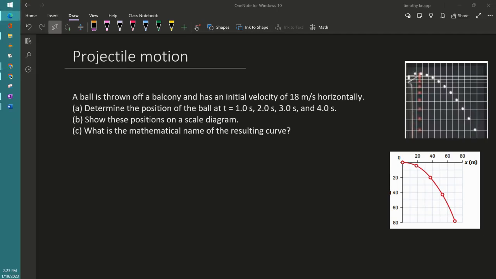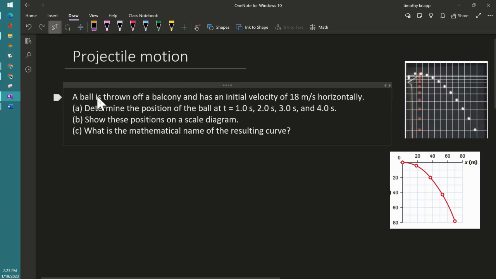Okay, hey, so we're talking about projectile motion a little bit today. It says a ball is thrown off a balcony. A pretty classic projectile motion question: thrown horizontally at 18 meters per second. Determine the position of the ball at 1, 2, 3, and 4 seconds. Show these positions on a scale diagram. And what's the mathematical name of the resulting curve?